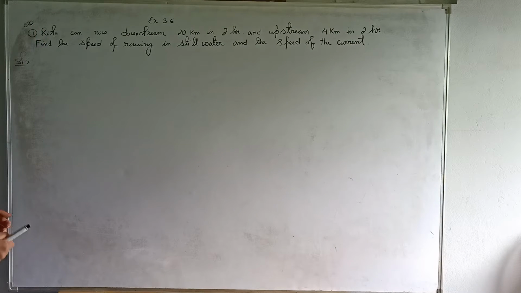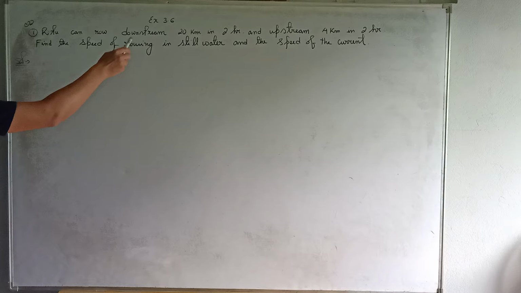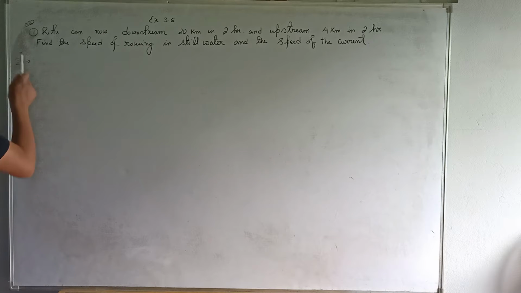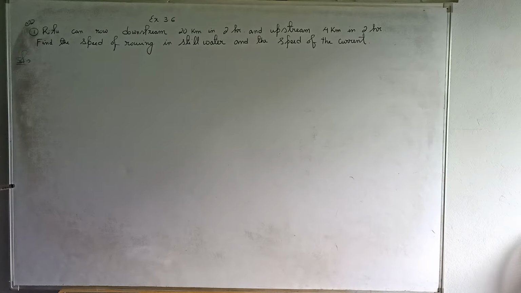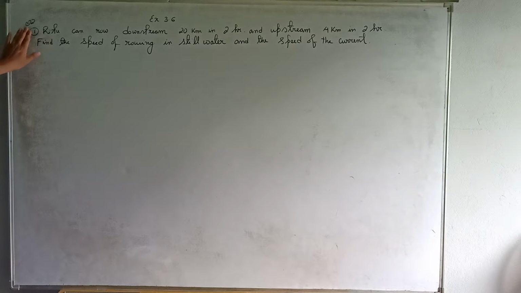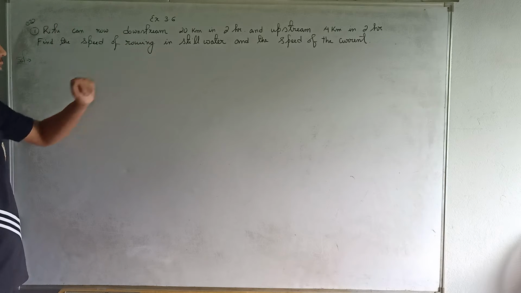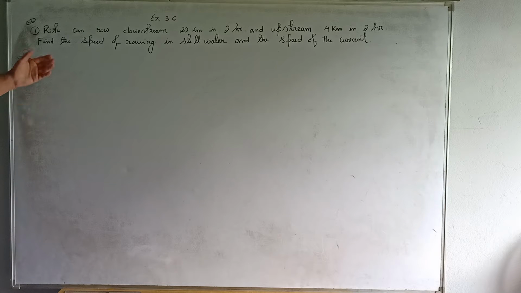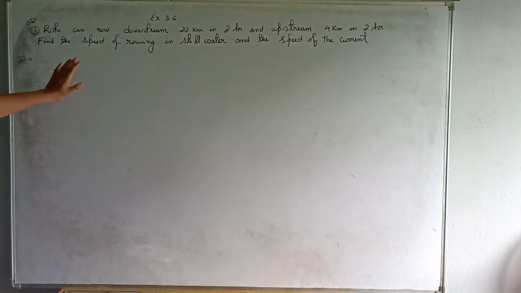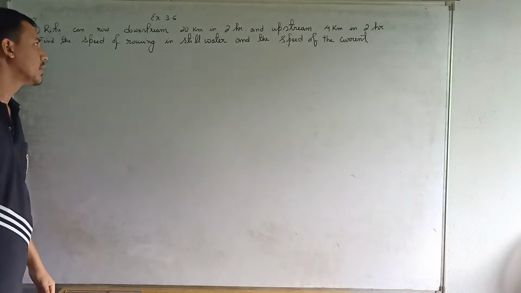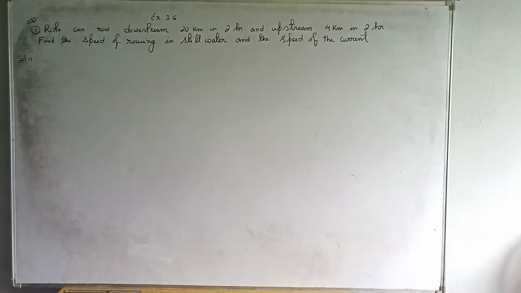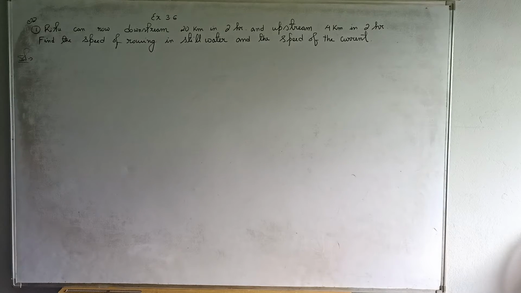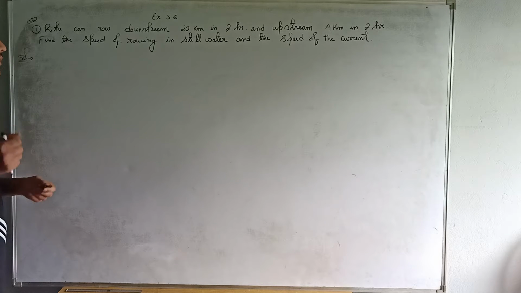In this video, we are going to discuss exercise 3.6, question number 2. The first question, Roman 1, has a given word problem. We have to formulate this given word problem into a pair of linear equations in two variables, and hence solve the equations.